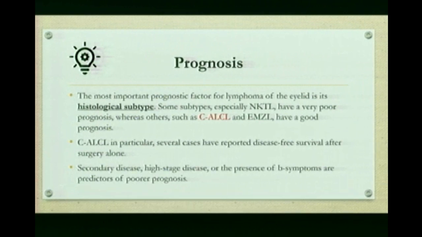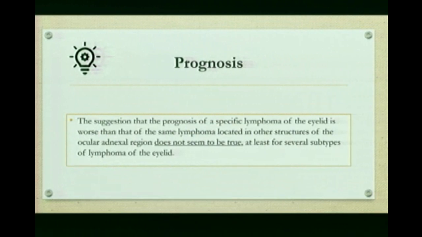Secondary diseases, high-stage disease, or the presence of B symptoms, which are fever, anorexia, and weight loss, are predictors of poor prognosis. As we all know, it's mentioned in most books that lymphoma of the eyelid is very bad and has a very high chance of metastasis, but this is not always the rule. At least for some subtypes of eyelid lymphoma, such as in our case, the anaplastic T-cell lymphoma, 10 of the 12 published cases had good prognosis.